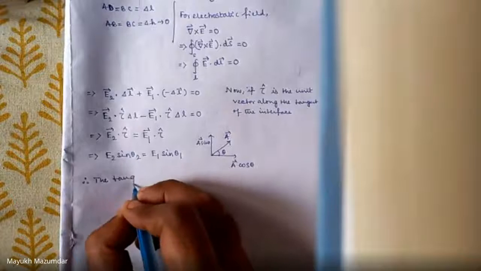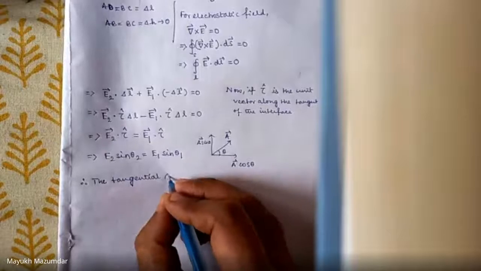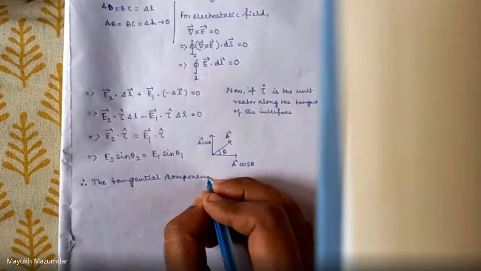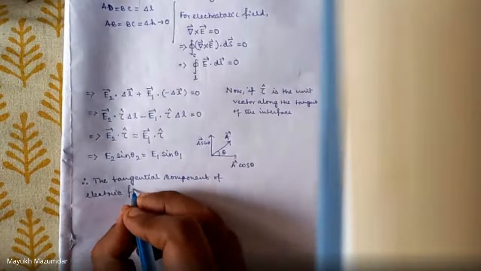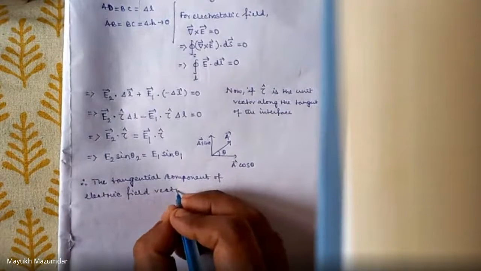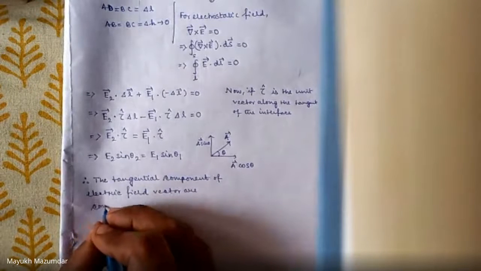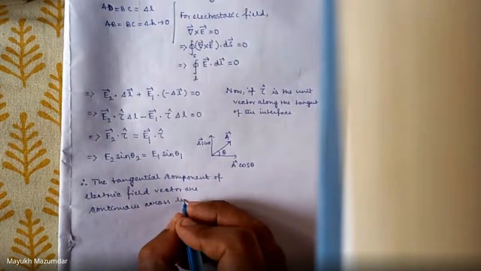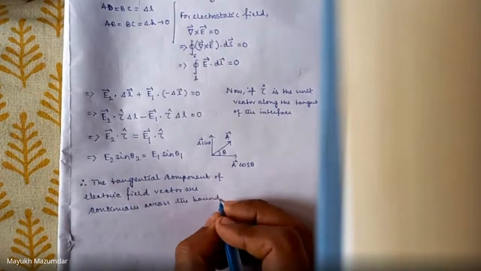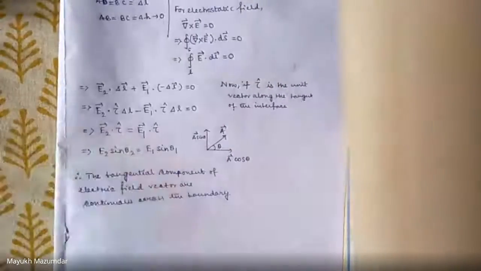Yes, so the tangential component of the electric field vector is continuous across the boundary, irrespective of whether there is any free charge density or not. It would always be continuous.